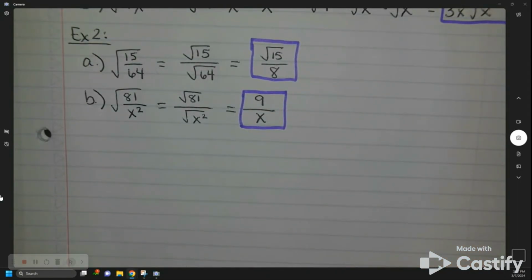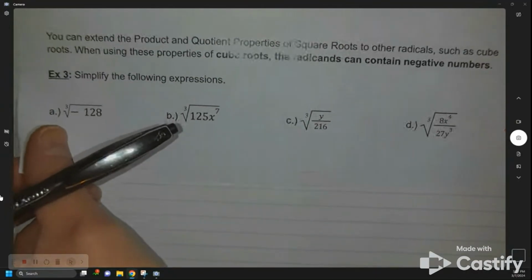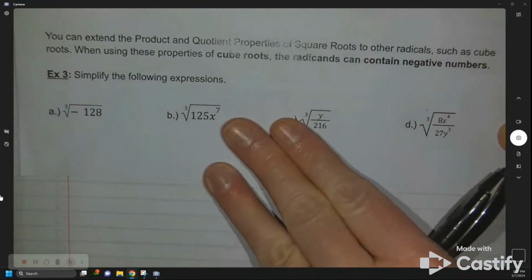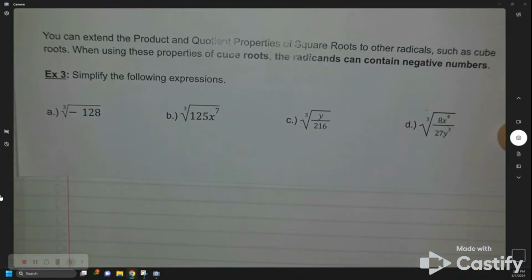All right, so the next thing that we want to talk about is that we can also extend the idea of the product and quotient properties for square roots to other radicals. So we can also use them for cube roots, which is what we're going to talk about now. And when we're using these properties for cube roots, remember that the radicands can contain negative numbers. Because remember, when we're talking about cubes, if I'm multiplying 3 negative numbers, a negative times a negative is a positive, times that 3rd negative gives me a negative answer. So if I get something that ends up being a negative under the cubed root, it's going to be okay because I can actually expand that into an answer that will make sense.